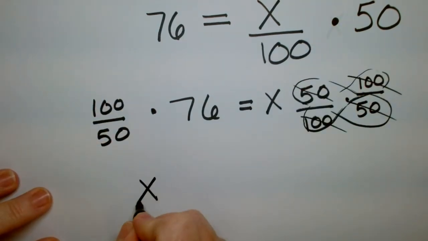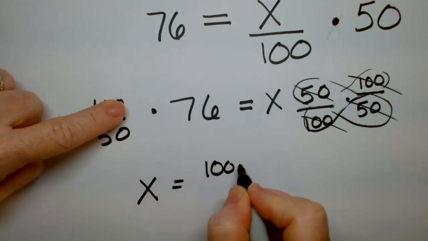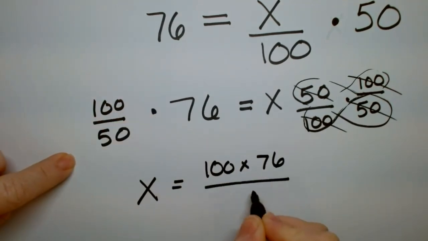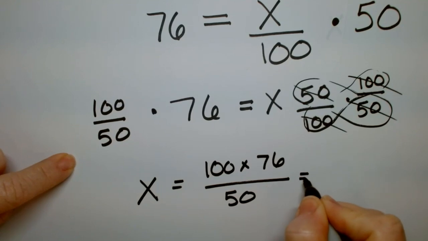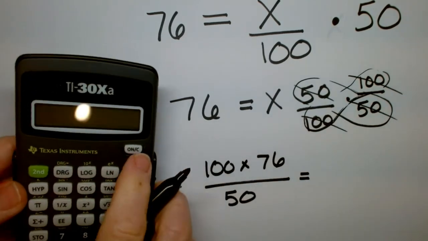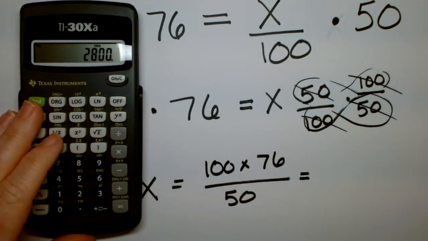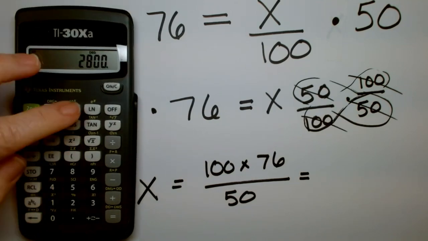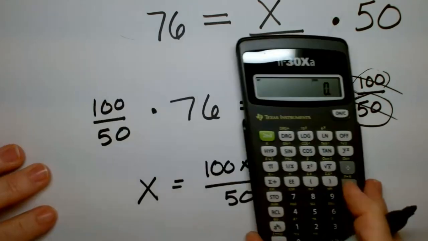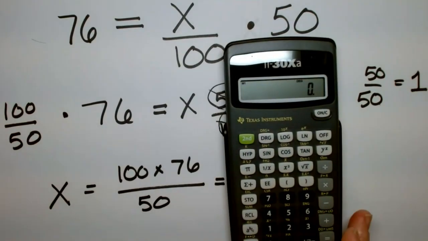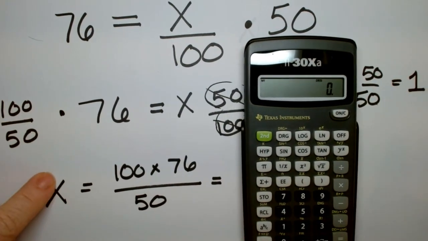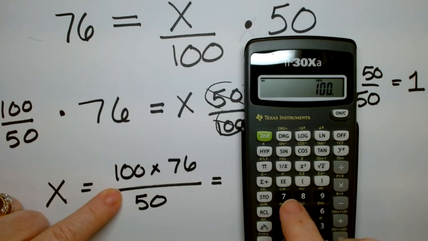What is that? That's just a number. Look, 100 times 76 divided by 50. And you can use a calculator if you'd like. Once you're in Unit 3, we do allow calculators. So if you have one, we can have a little race. Okay. Here, let me get it in a spot where you can see it better. Is that a little better? Maybe? Okay. We have 100 times 76 divided by 50.